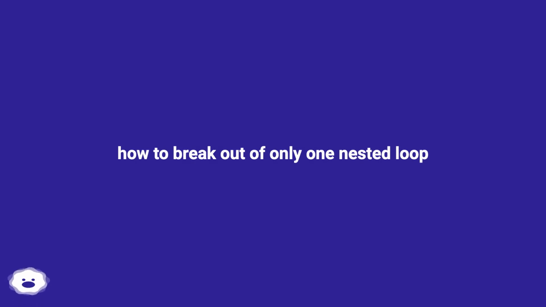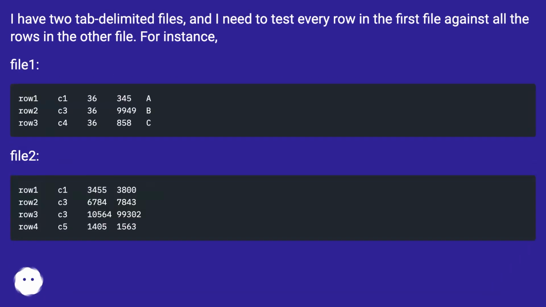How to break out of only one nested loop. I have two tab delimited files, and I need to test every row in the first file against all the rows in the other file.